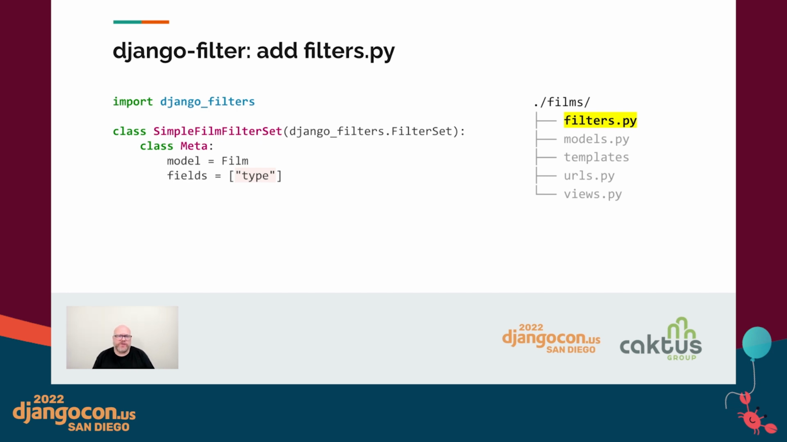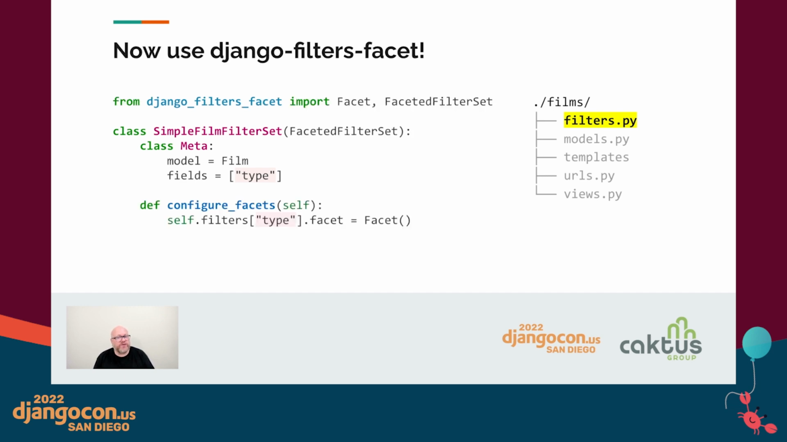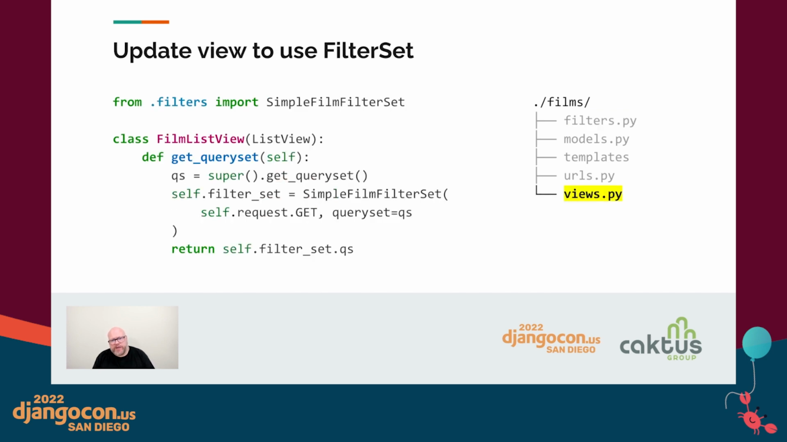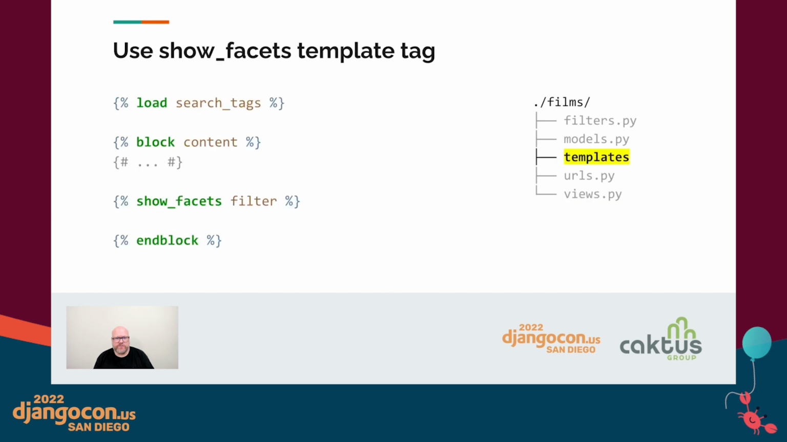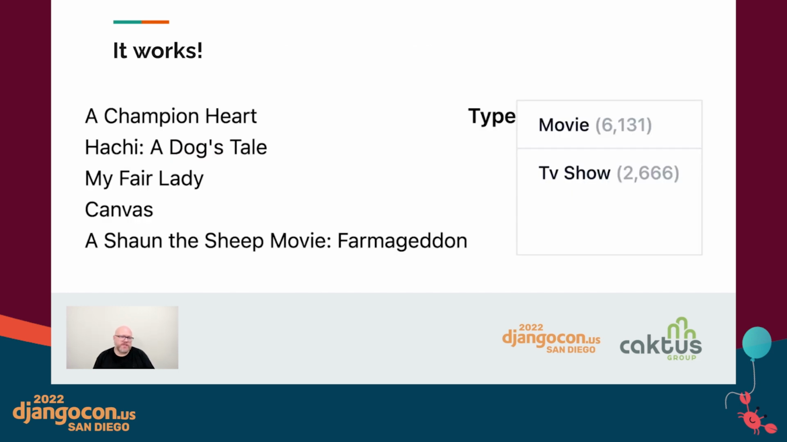Django Filter provides the familiar filtering functionality, so let's use that here. Create a filter set for films. Extend filter set from our faceted filter set. You notice here that there is a new configure facets method, and we configure one facet for that type field. Next, update our view. Rather than filtering query set manually, we switch to a filter set and get query set. Now we use show facets template tag to render the facets on the filter set. And this is the result.